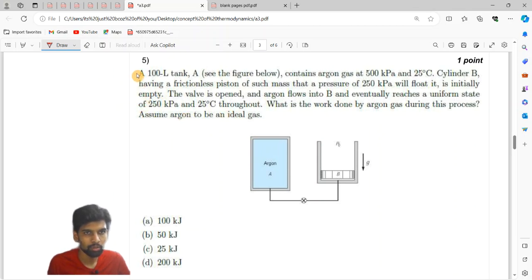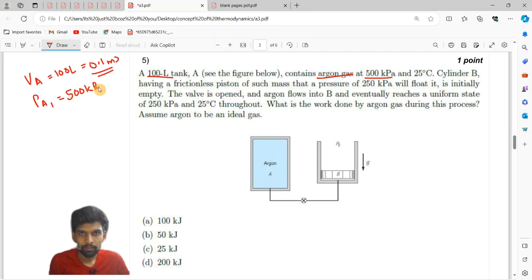So continuing with question 5, what they have given is a 100-liter tank A. So the volume of tank A is 100 liters, which we can simplify as 0.1 meter cube, because 1 liter is 10 to the power minus 3 meter cube, and it contains argon gas at 500 kPa. So PA at state 1 is 500 kPa. Also TA at state 1 is 25 degrees Celsius. They are given.